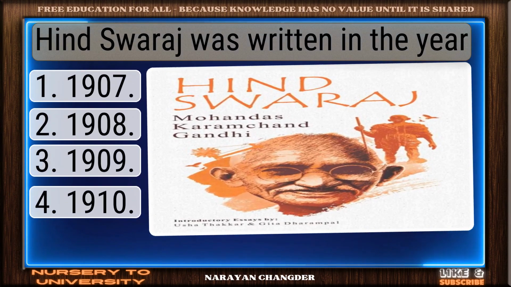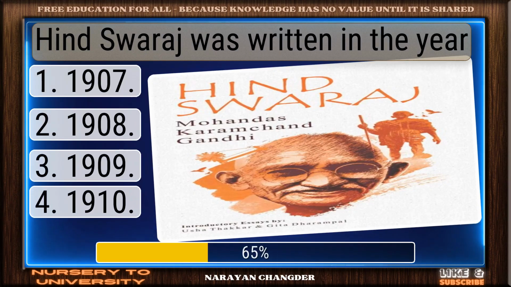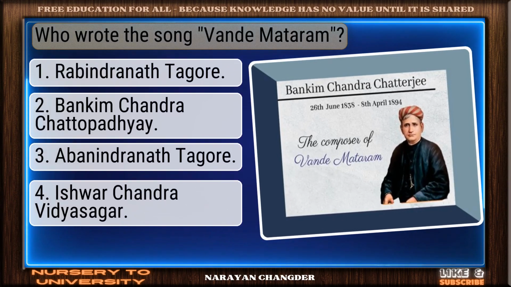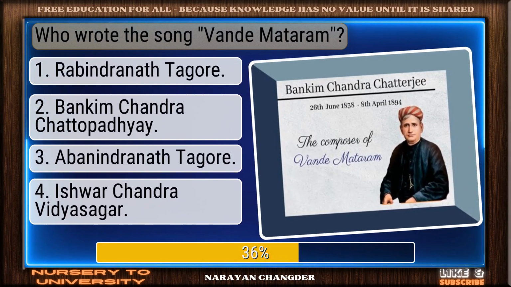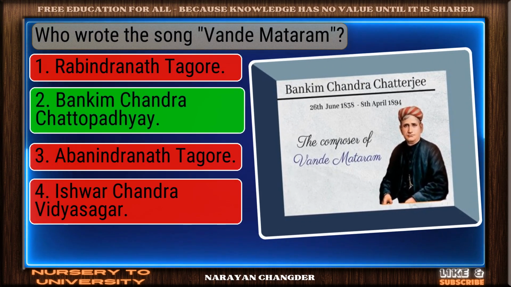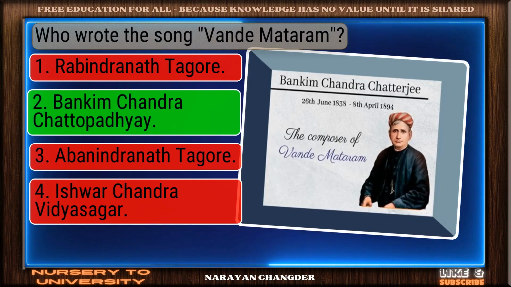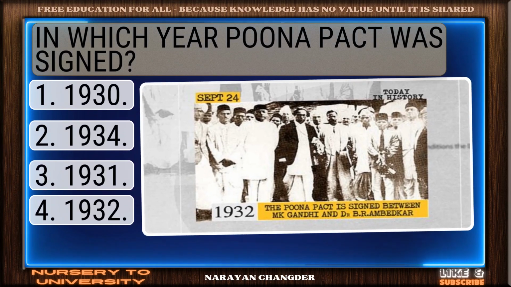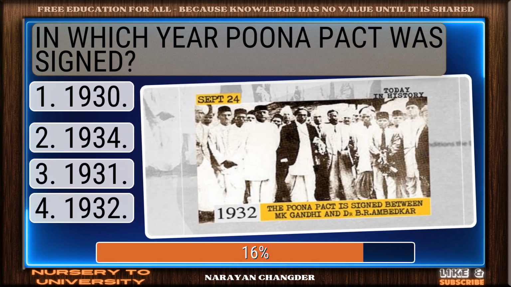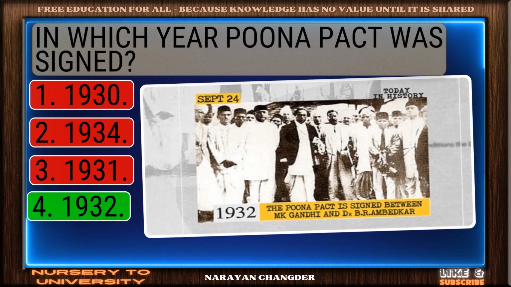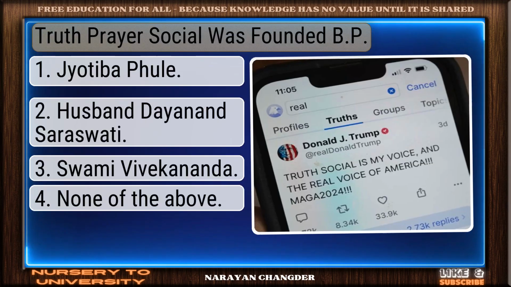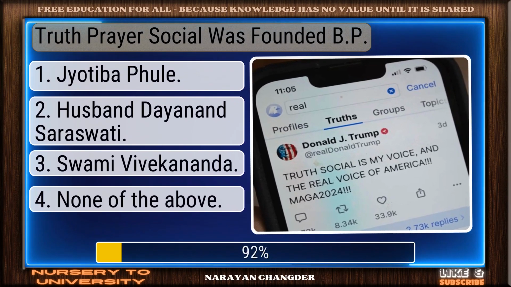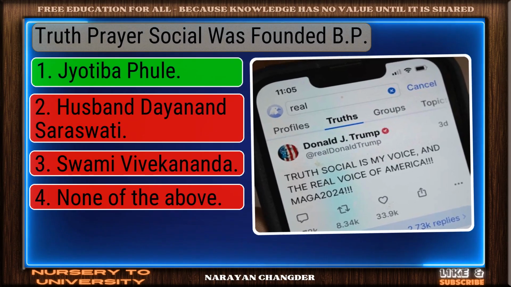Hind Swaraj was written in the year. Right choice. 1909 is best. Who wrote the song Vande Mataram? You're right. Bankim Chandra Chattopadhyay is correct. In which year Pune Pact was signed? Good thinking. 1932 is. Satyashodhak Samaj was founded by. Great thinking. Jyotiba Phule is right.